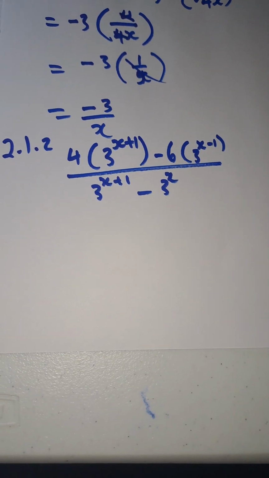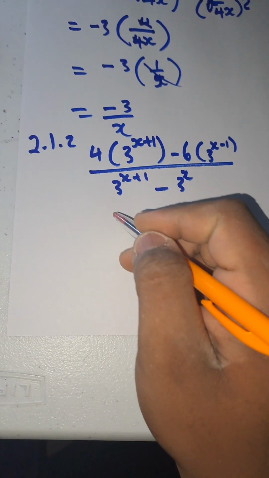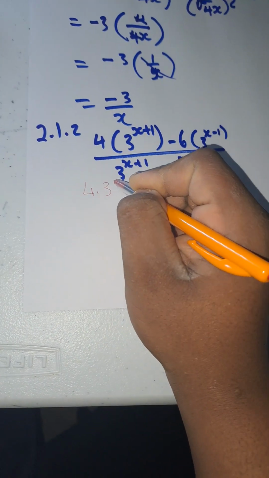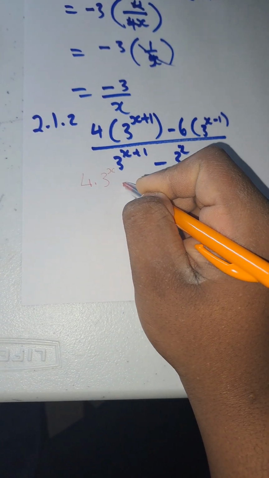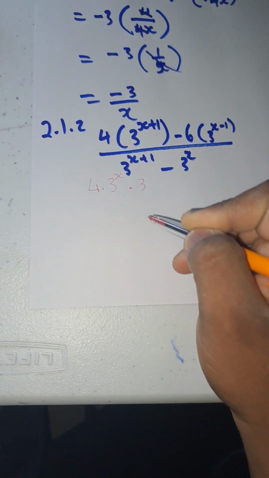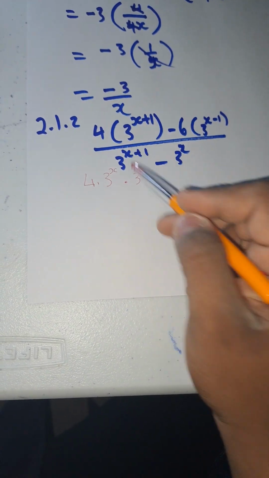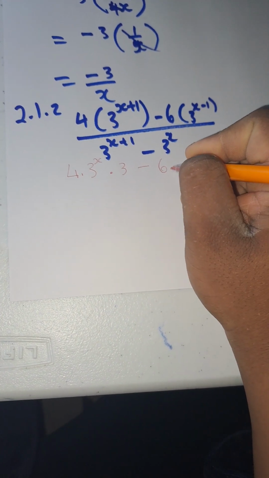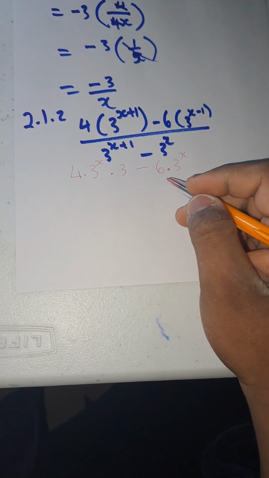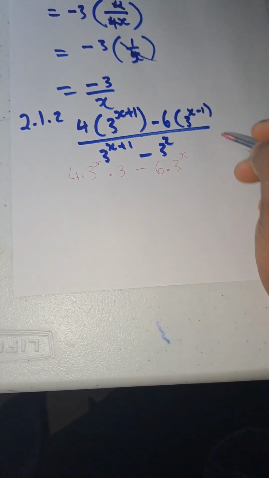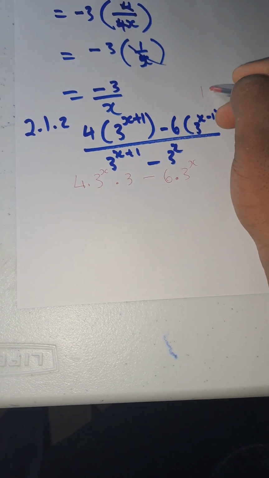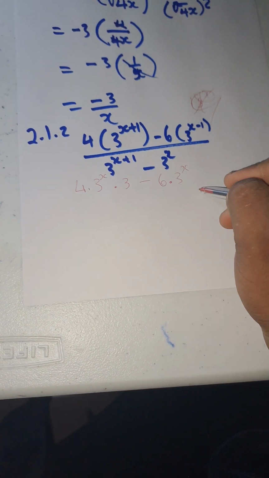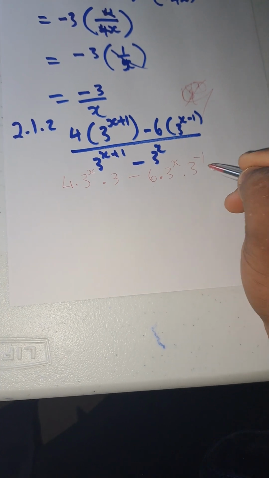By splitting. So you will have 4 times 3 to the power of x times 3. I need this 4, it is multiplying everything throughout. Minus, I'm simplifying, 6 times 3 to the power of x. Please don't make the mistake of saying 3 times 6 is 18, so you have 18 to the power of x. That is wrong. Please. Times 3 to the power of minus 1.